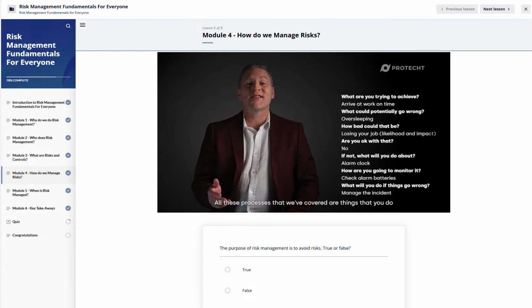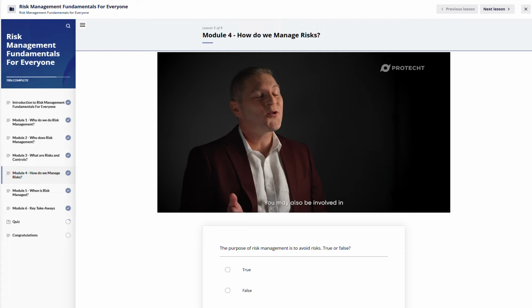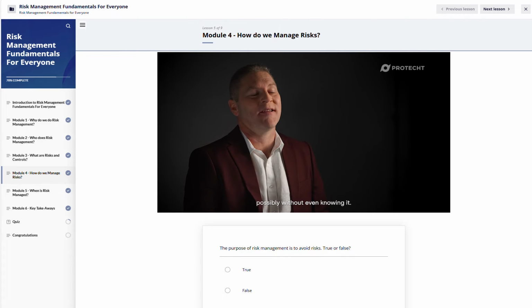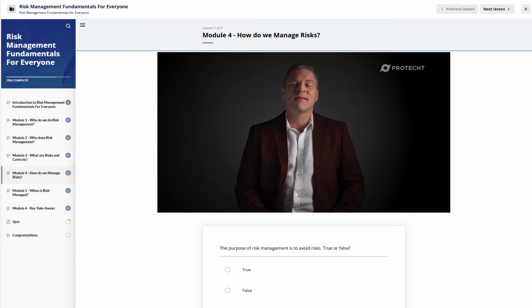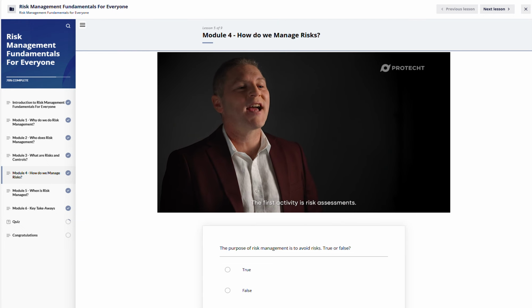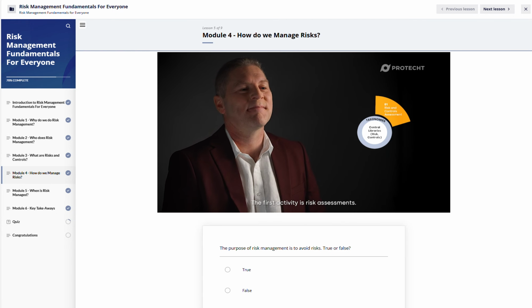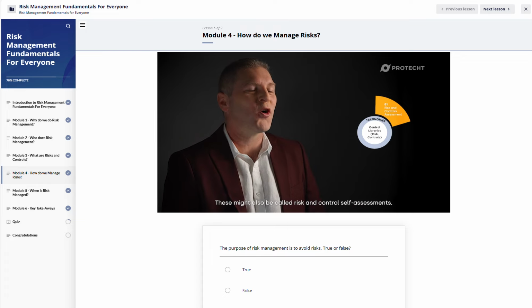All these processes that we've covered are things that you do every day, subconsciously, in all of the activities that you do. You may also be involved in some of the formal risk management processes in your organisation, possibly without even knowing it, or you might observe them in your workplace. Let's take a quick look at some of those processes. The first activity is risk assessments. These might also be called risk and control self-assessments.